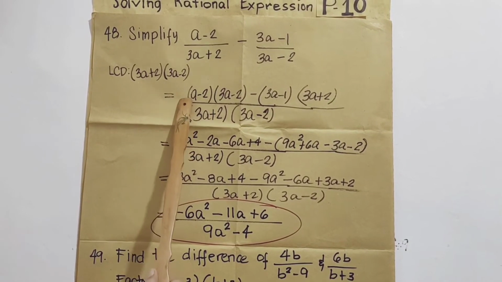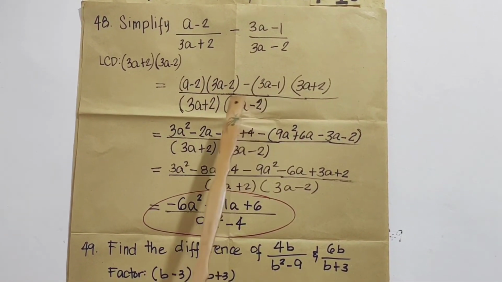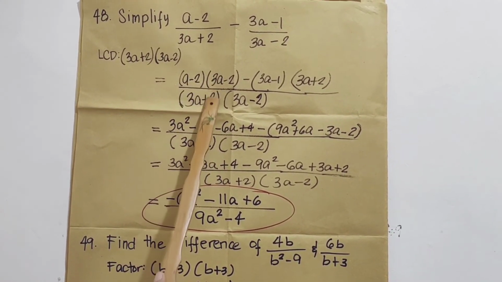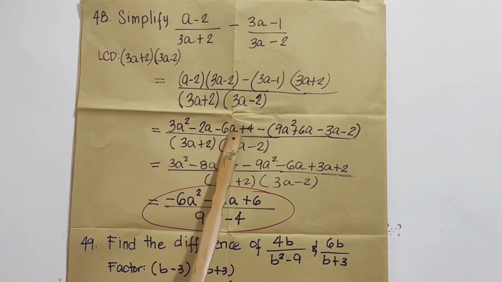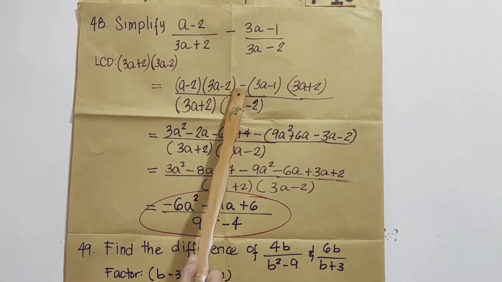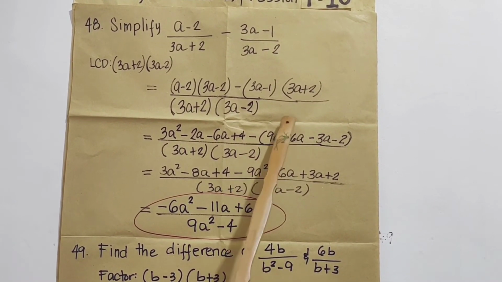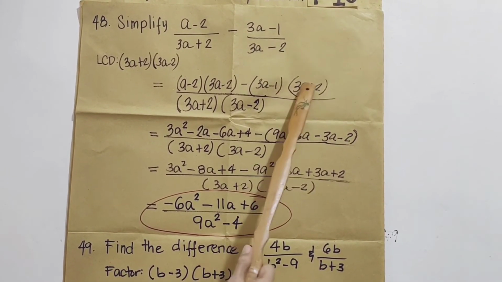So we're going to multiply: 3a times 3a equals 9a squared. Then 3a times negative 2, we have negative 6a. And negative 2 times 3a, we have negative 6a. And negative 2 times negative 2, we have positive 4. And copy the subtraction sign and use a parenthesis because we're going to multiply these two binomials.